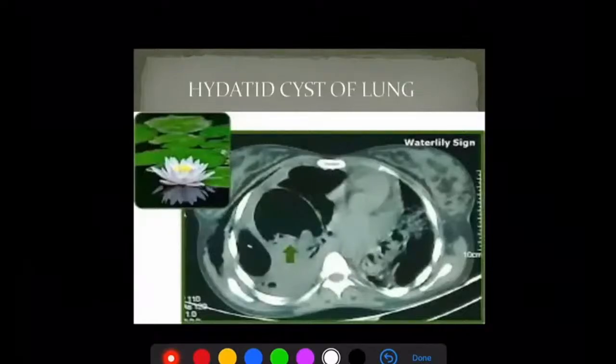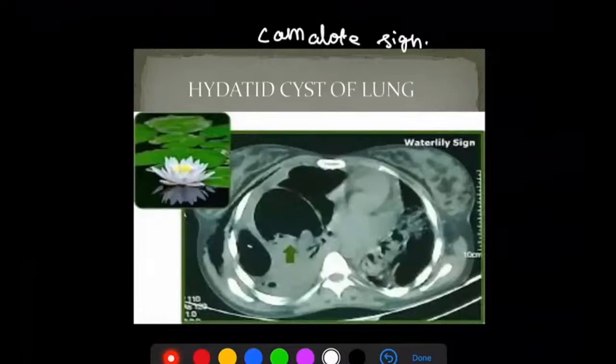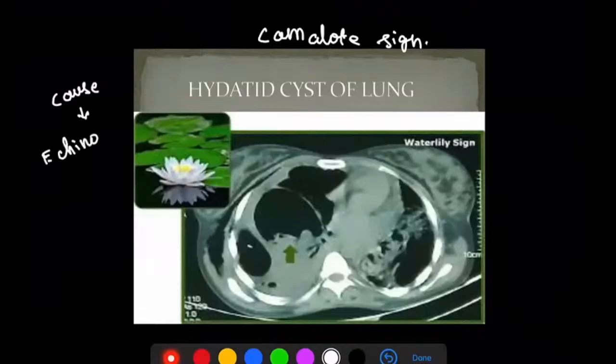What is the other name for this water lily sign? Camalote sign. It occurs when there is detachment of the endocyst membrane in the hydatid cyst. What is the causative agent of hydatid cyst? Echinococcus granulosus. Very good.